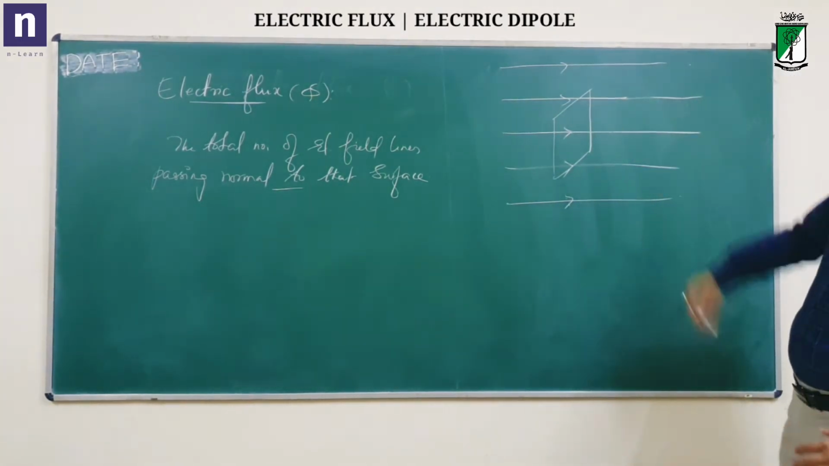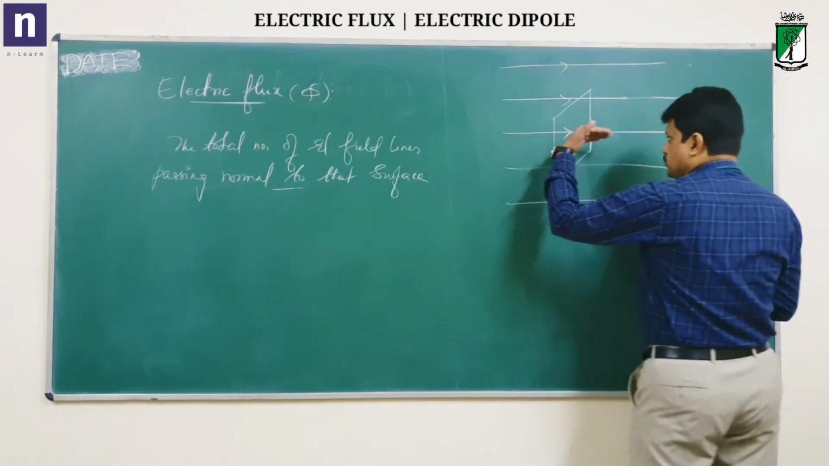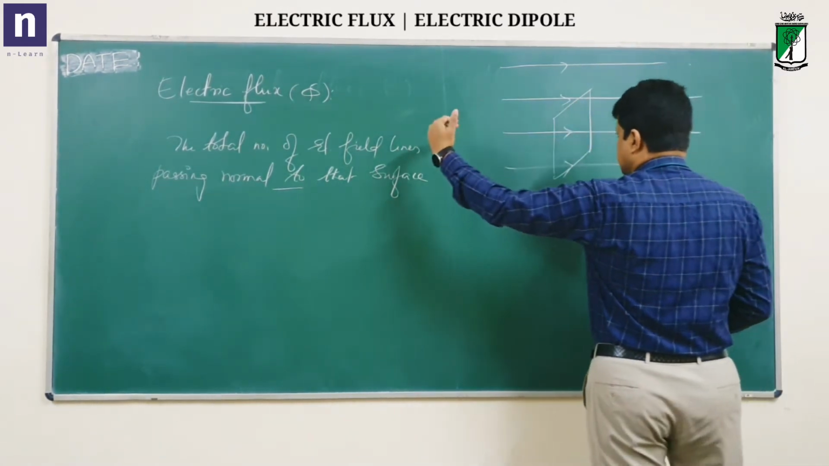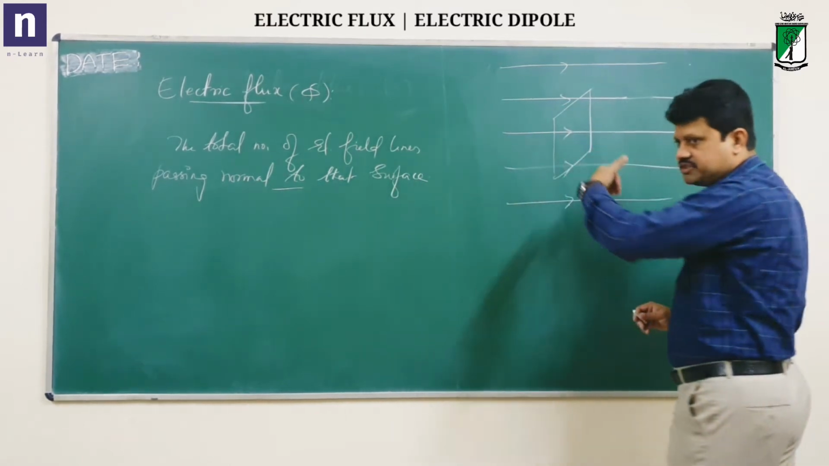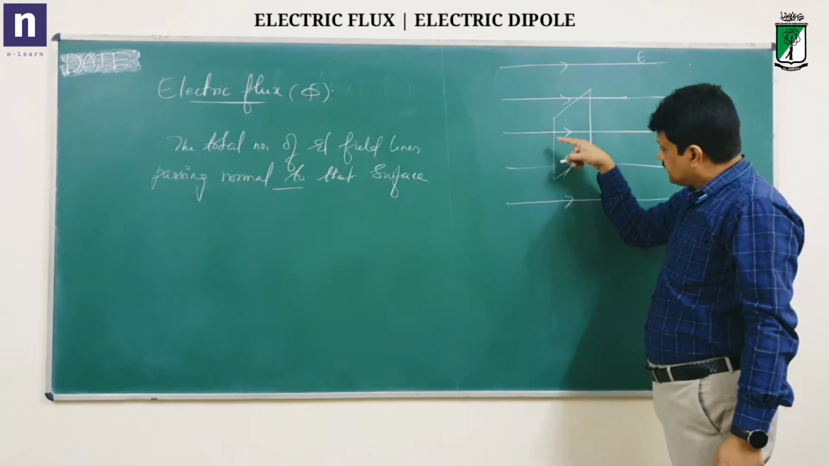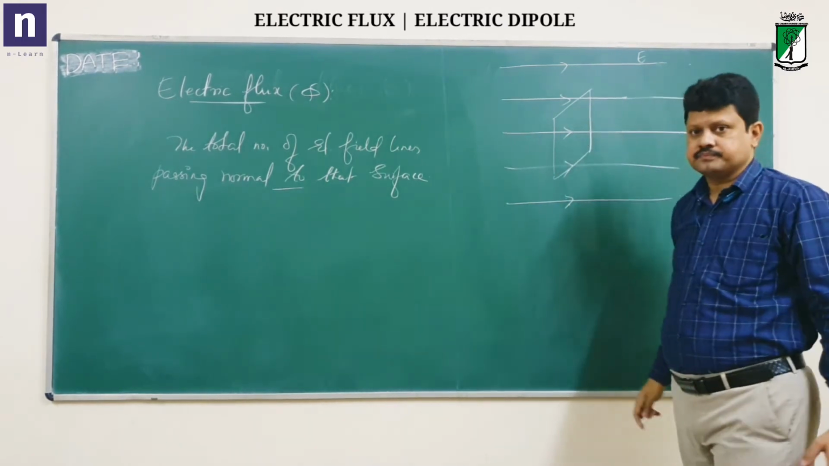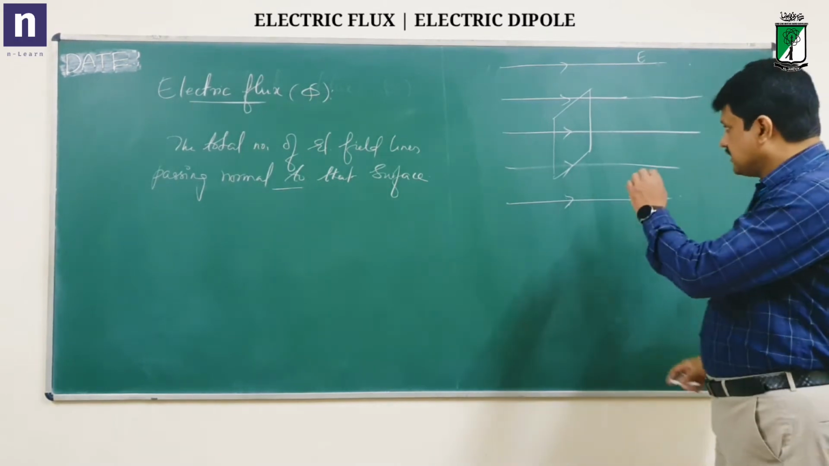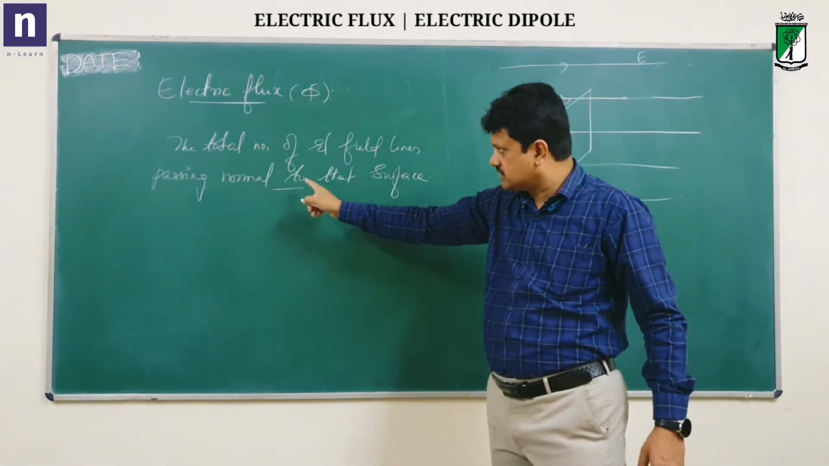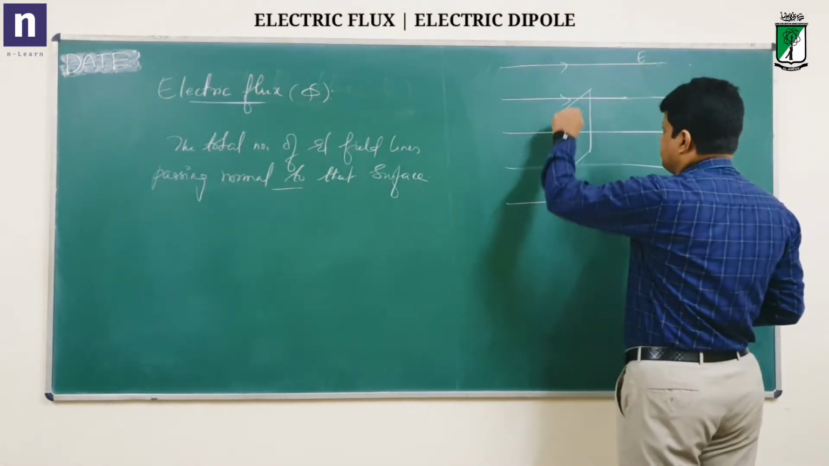Now tell me, how many lines are passing through this area, normal to it? I have taken the surface area to be exactly perpendicular to the board, which is actually perpendicular to the direction of electric field here. Electric field strength is E, let us say. Now, perpendicular to the area, number of field lines which are passing is 1, 2, 3. So, the flux is the count of lines passing through the given surface normal to it by definition. So, normal to it, there are 3 field lines here.